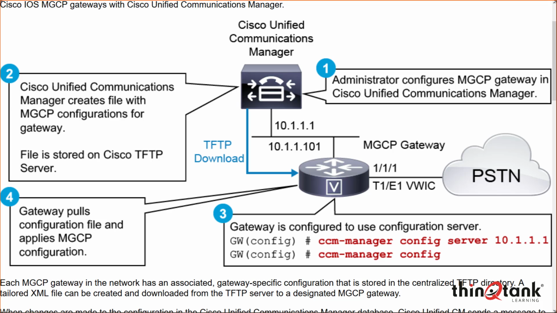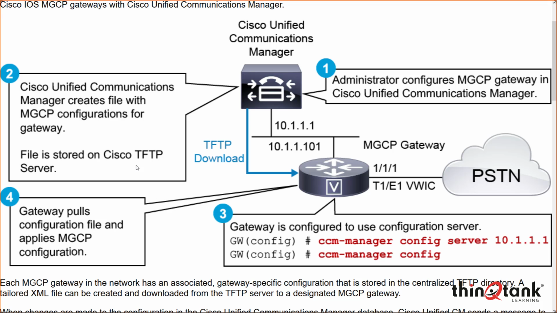All right? But each gateway is going to have its gateway-specific configuration stored in call manager. If there are changes made in call manager, in the database, there are messages that get sent to the gateway to indicate that your configuration changed, and then the gateway is going to trigger a download for the new configuration. All right.